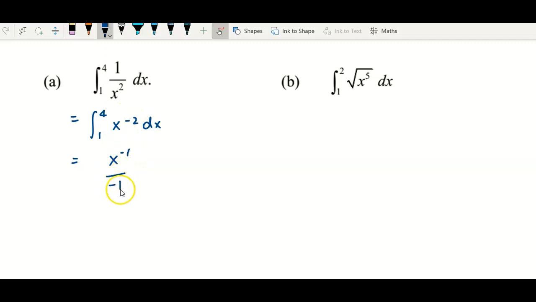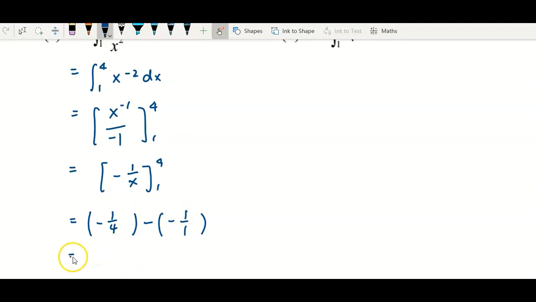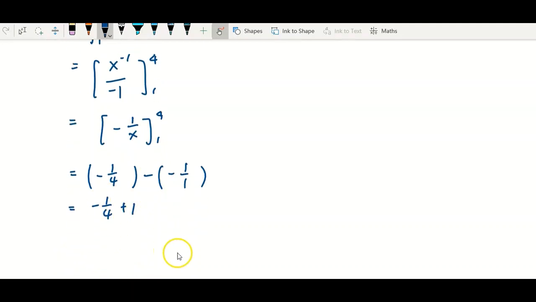Then we have x to the power of -1 over -1. Write down the lower limit and upper limit beside it. And after that, simplify first before you substitute the upper limit and lower limit. Then provide 2 brackets. One bracket is for the substitution of the upper limit. You get 1 over 4. Substitute 4 inside, and then substitute 1 inside. You have a -1 over 1. You have -1 over 4 plus 1, which gives you 3 over 4.